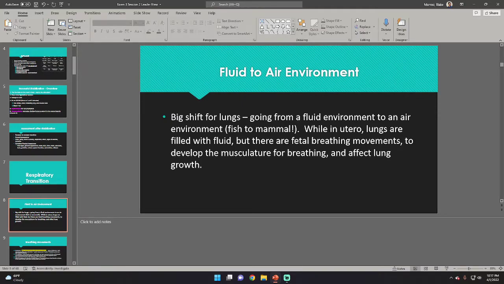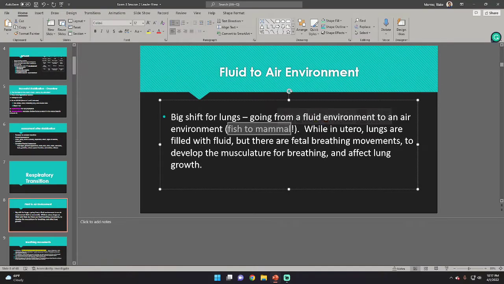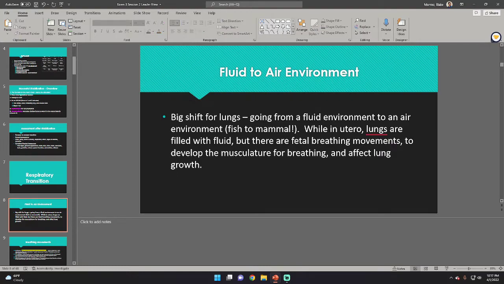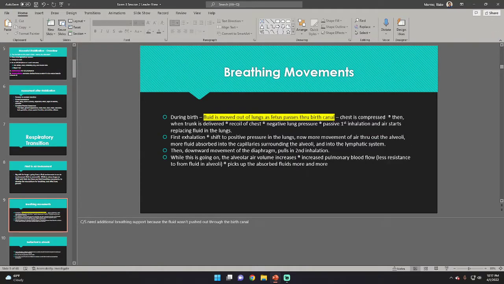Alrighty, so when we have a fluid to air environment, think about a fish going into the air, getting exposed to the oxygen around them. With a fish and a mammal, while in utero, these lungs are filled with fluid. And of course, we're having all these different adaptations that are going to be happening upon going into extrauterine life. We do have the breathing movements here.